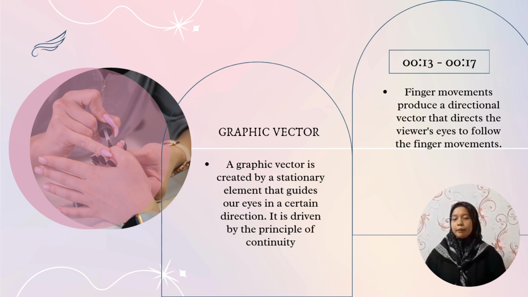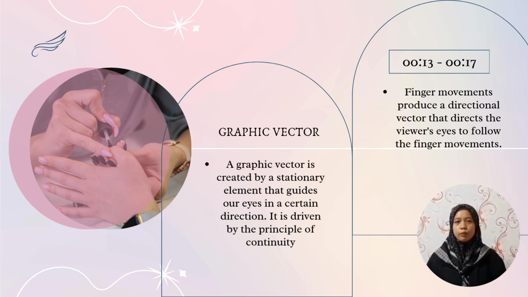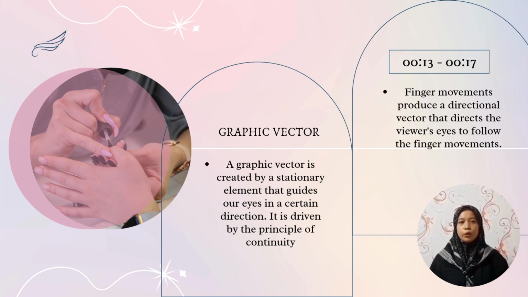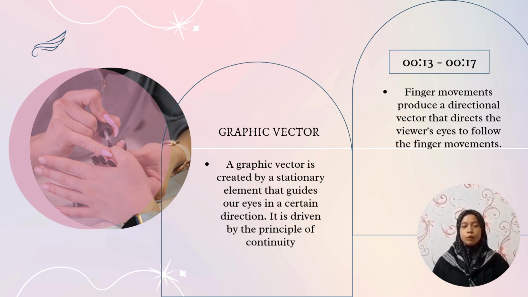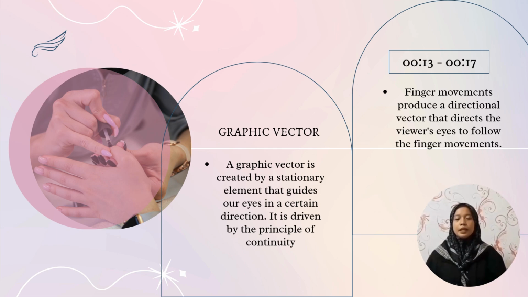Graphic vector. A graphic vector is created by a stationary element that guides our eyes in a certain direction. It is derived from the principle of continuity. So in our video during second 30 and 7 until 70, we use a graphic vector technique. For example, in this video, finger movement produces a direction vector that directs the viewer's eyes to follow the finger movement.